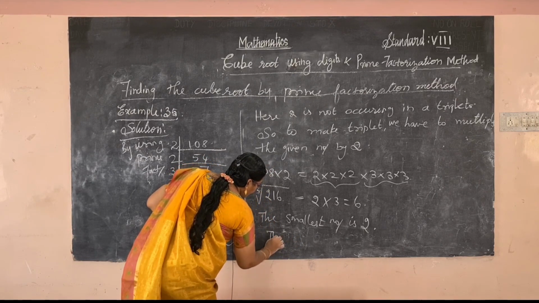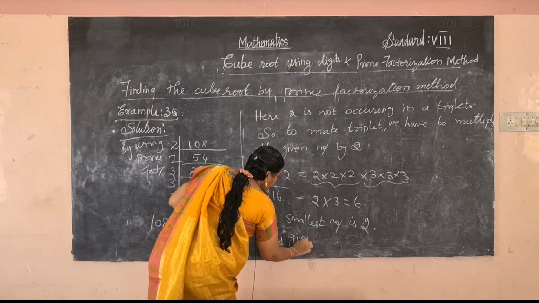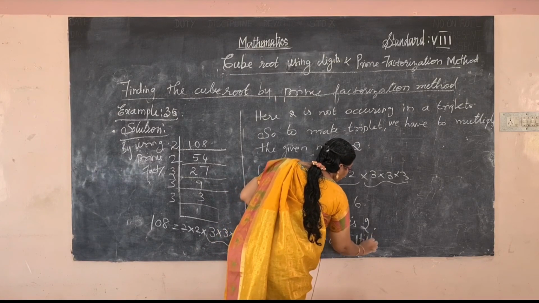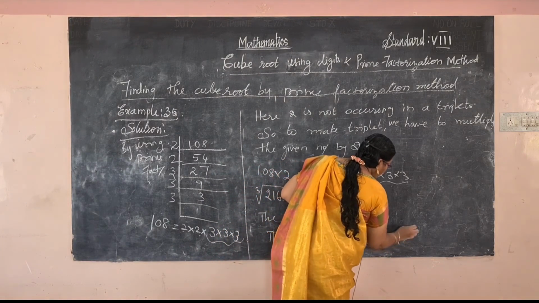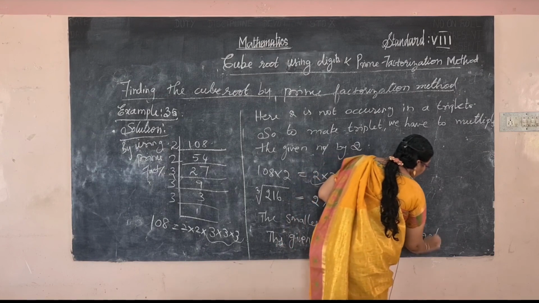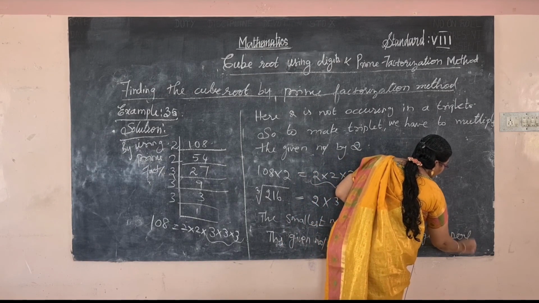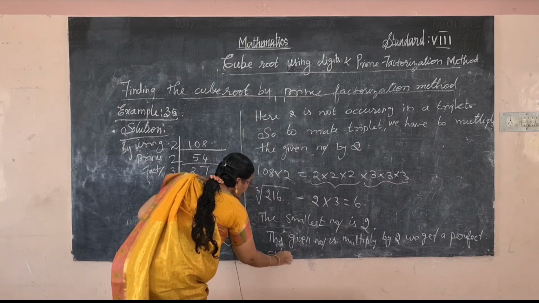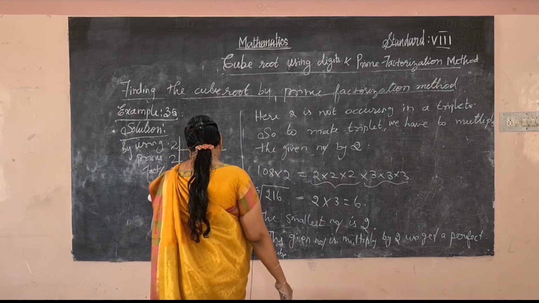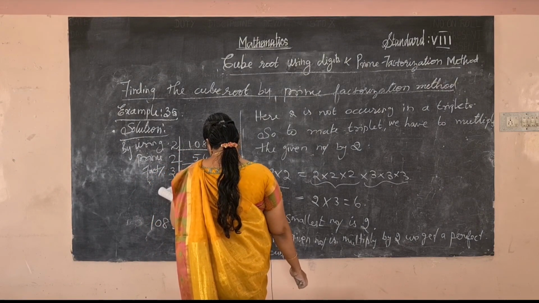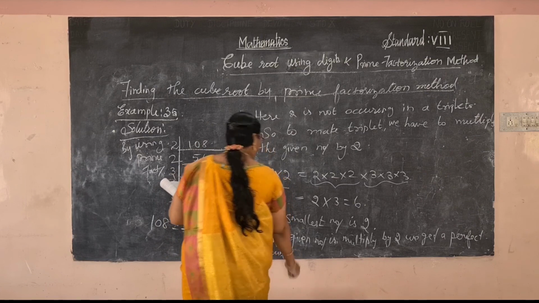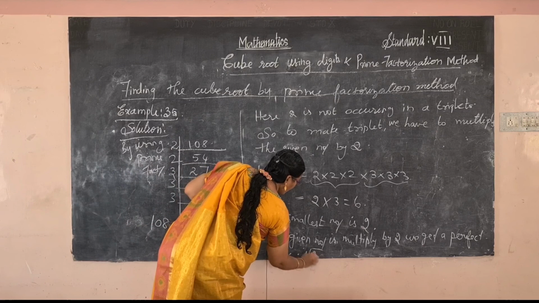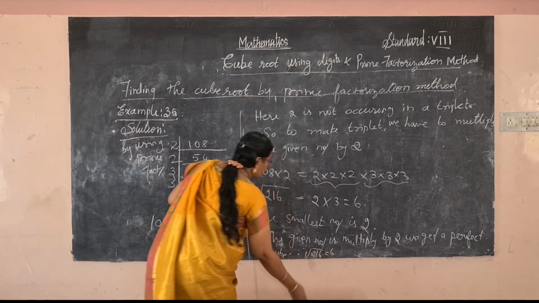The given number multiplied by 2, we get a perfect cube. Okay, so what is that? The cube root of 216 is equal to 6.